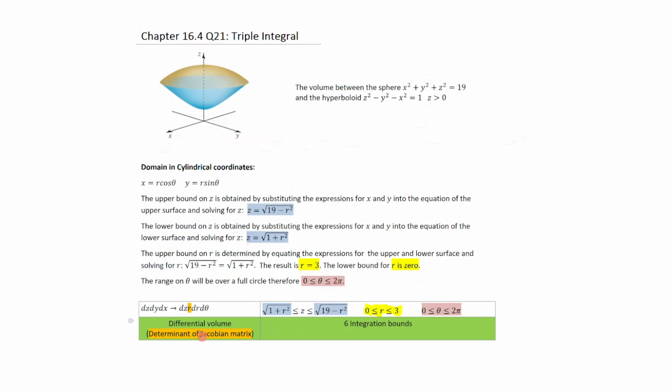Putting it all together, we have to compute the Jacobian. The determinant of the Jacobian matrix, which again will be r. This is classically the same value for cylindrical coordinates. Here are the bounds on z, bounds on r, bounds on theta. We can now set up the integral.